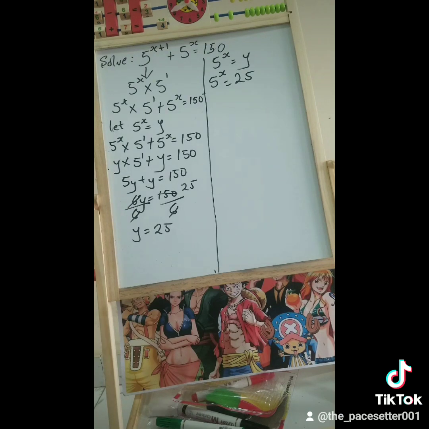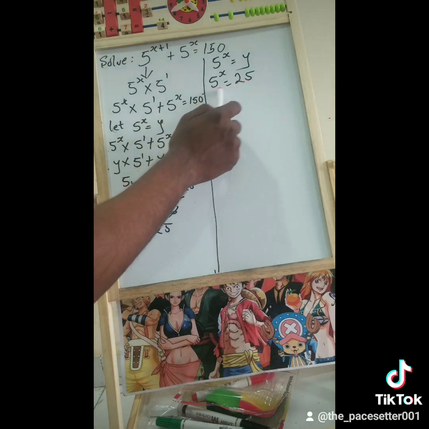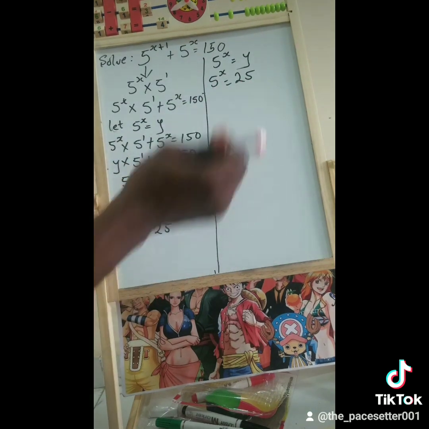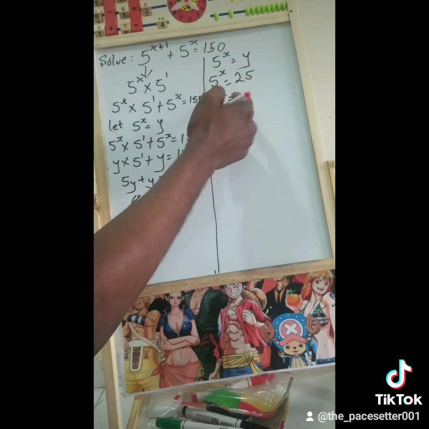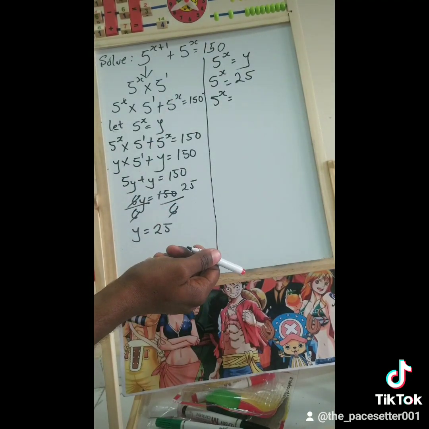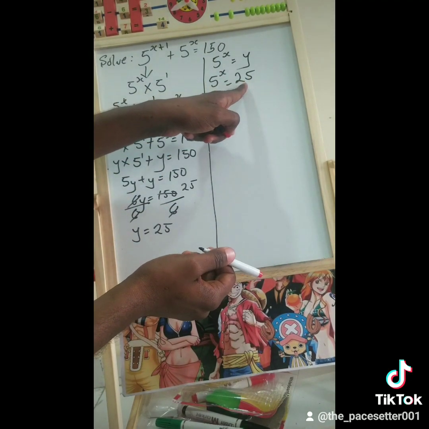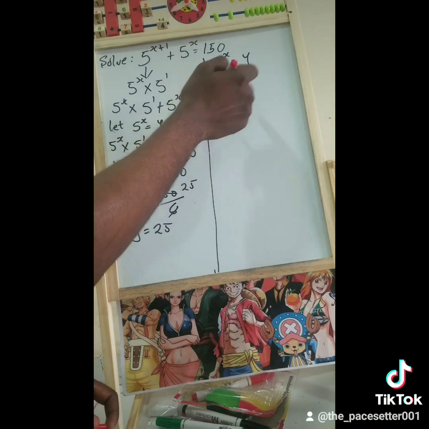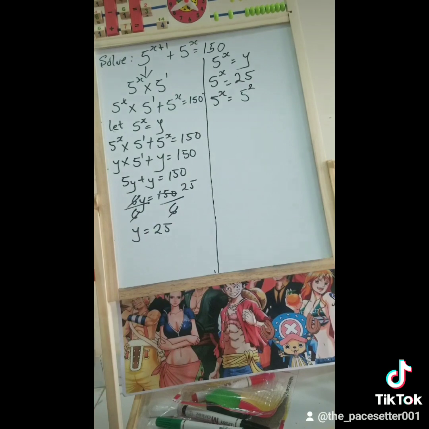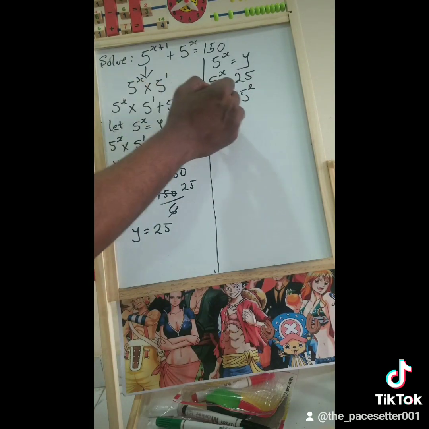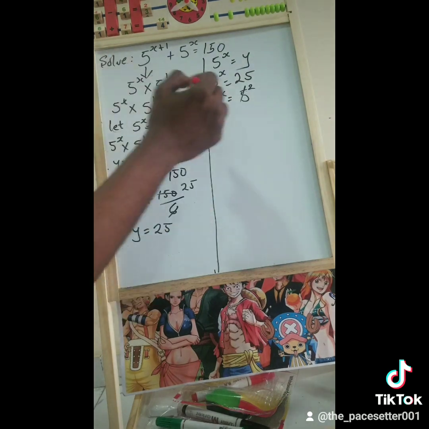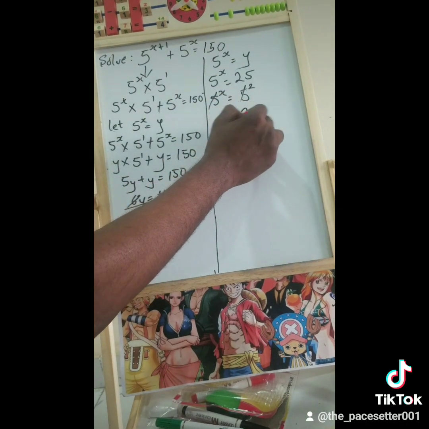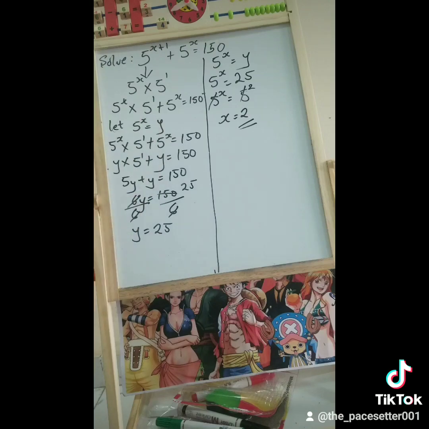From here, this is another indices problem. We need to equalize the base. Our 5 raised to the power x equals 25, and this must also have a base of 5. The perfect square of 25 is 5 raised to the power 2. So here we have the same base now. The base cancels out the base, then we have x equals 2. So our x is equal to 2.